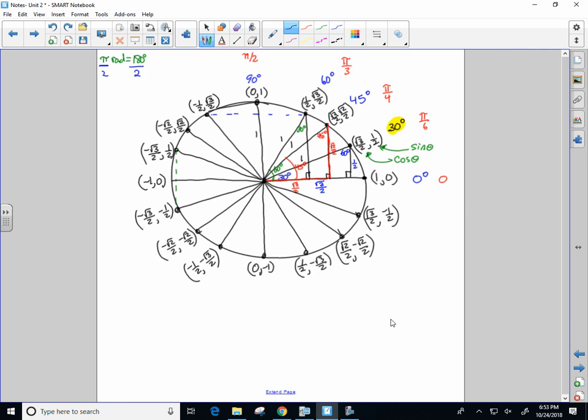So from the 90, I want to go another 30, 15, 15, 30, another 30, 15, 15, 30, another 30, 15, 15, and 30.